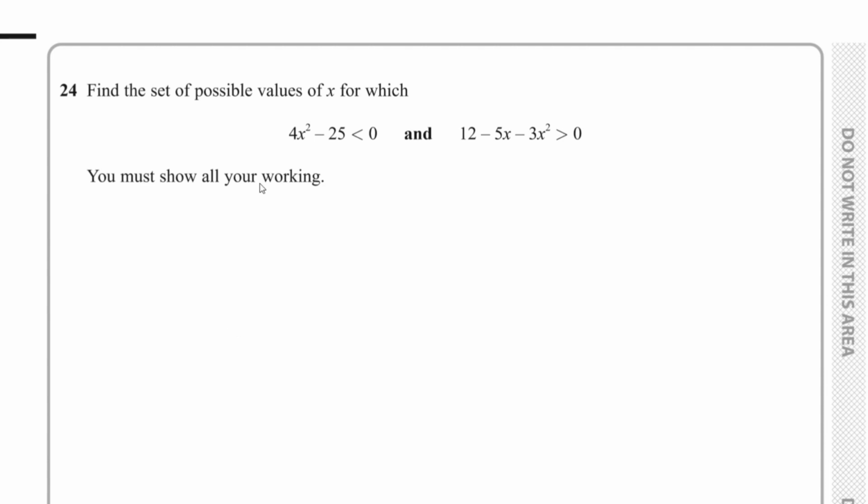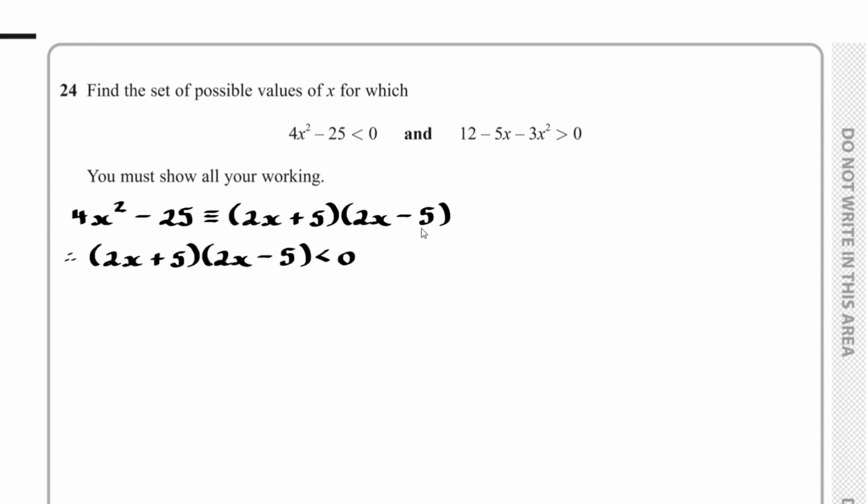Question number 24. We have to find the set of possible values of x for which 4x squared subtract 25 is less than 0, and 12 subtract 5x subtract 3x squared is greater than 0. You must show all your working. First of all, the 4x squared subtract 25, we can rewrite that as a difference of 2 squares. We have 2x plus 5 multiplied by 2x subtract 5. And so therefore we have the inequality 2x plus 5 multiplied by 2x minus 5 is less than 0. And if we solve this, we have minus 2.5 is less than x, which is less than 2.5.